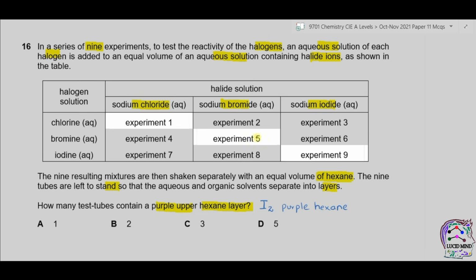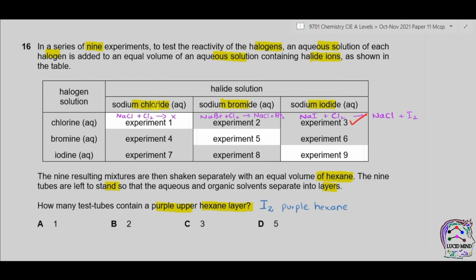Let's see which one makes iodine. In first experiment we have sodium chloride that reacts with chlorine, so therefore no product is formed, which is iodine. In experiment 2, sodium bromide reacts with chlorine. It will form NaCl and Br2. No iodine is present. In experiment 3 we have sodium iodide. Now this can react with chlorine to form sodium chloride along with iodine. So in experiment 3 iodine is formed.